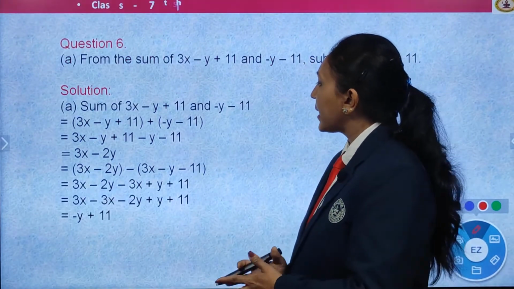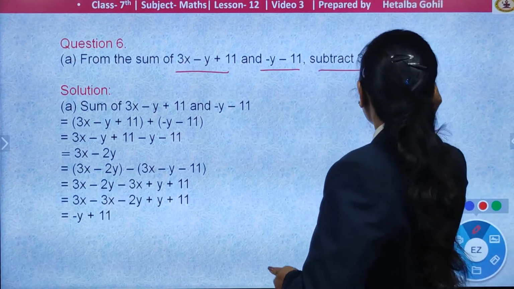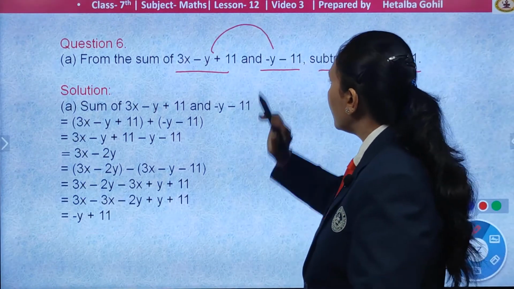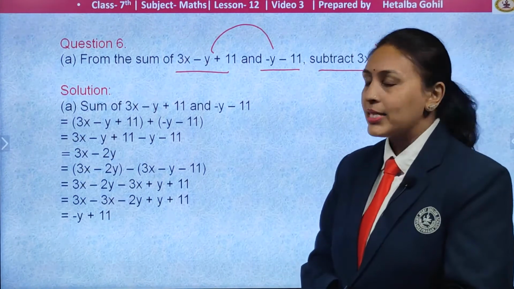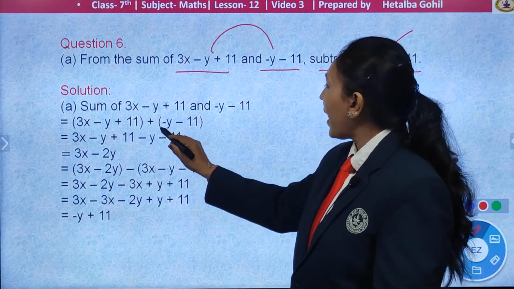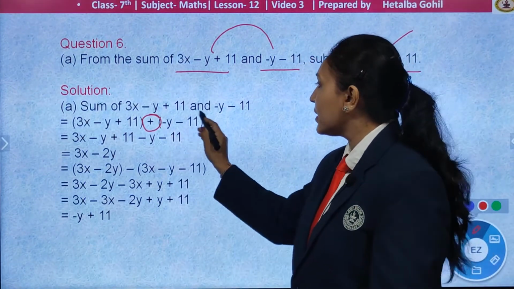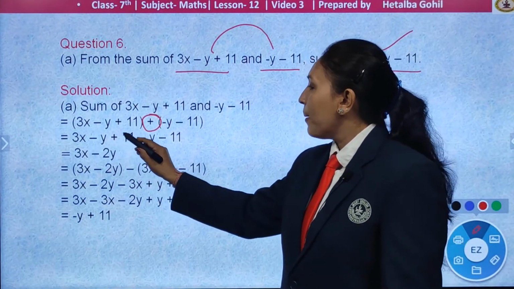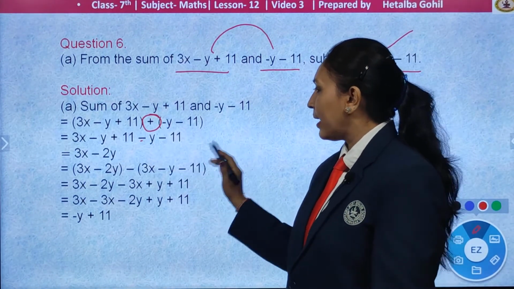Now, question number 6. From the sum of this and this, subtract the given expression given to us in the question. So, what I have to do is add these two, and from the result I have to subtract this given expression. So, 3x minus y plus 11 plus minus y minus 11. As there is an addition sign outside the bracket, the signs inside the bracket will not be affected. So, as it is, 3x minus y plus 11, plus minus becomes minus, minus y and minus 11.